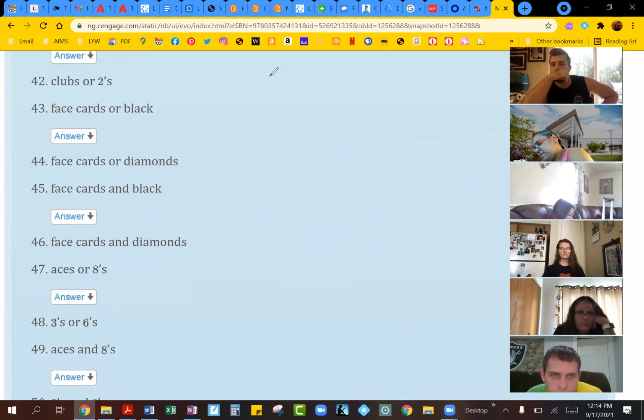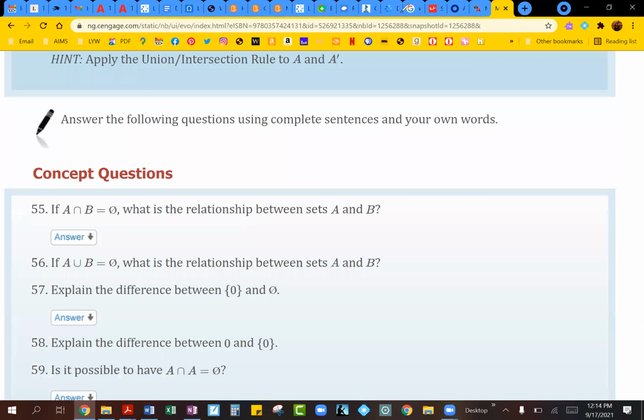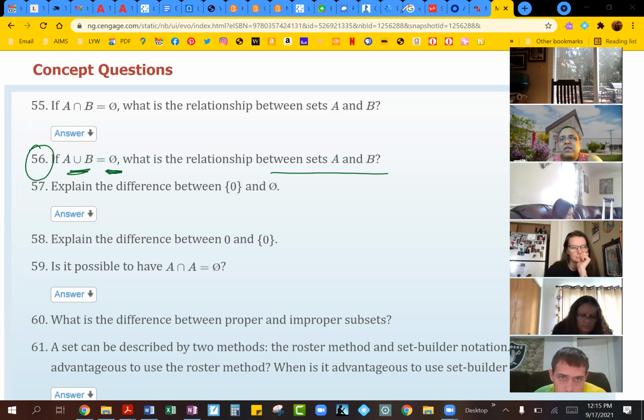Okay, and I think I've got maybe one more quick example over here. It's a little bit different than what we've done. Let's look at number 56. And you can see this is part of a concept question. So they are asking you if the union between A and B, so if A union B is an empty set, what is the relationship between sets A and B? So just take a minute to think about it. You've got A union B as an empty set. So what does that mean?